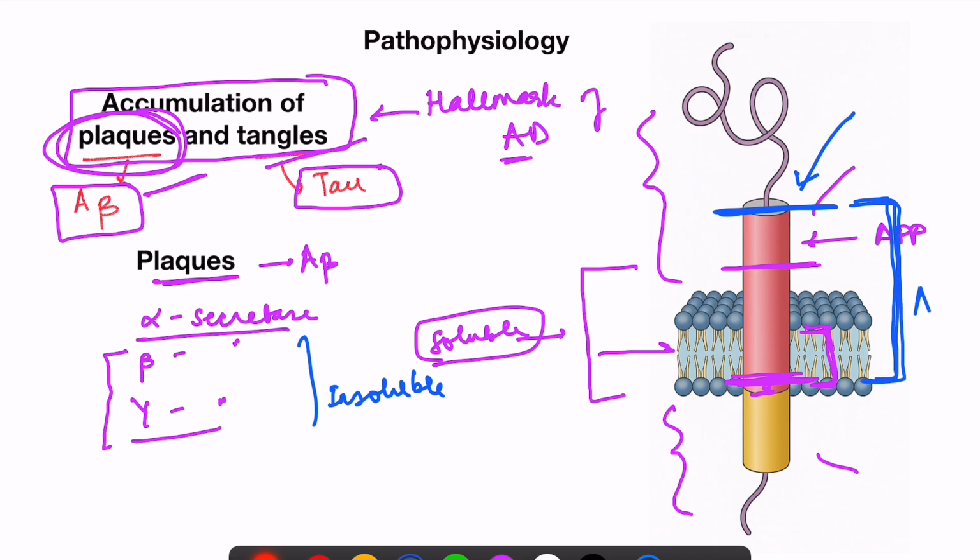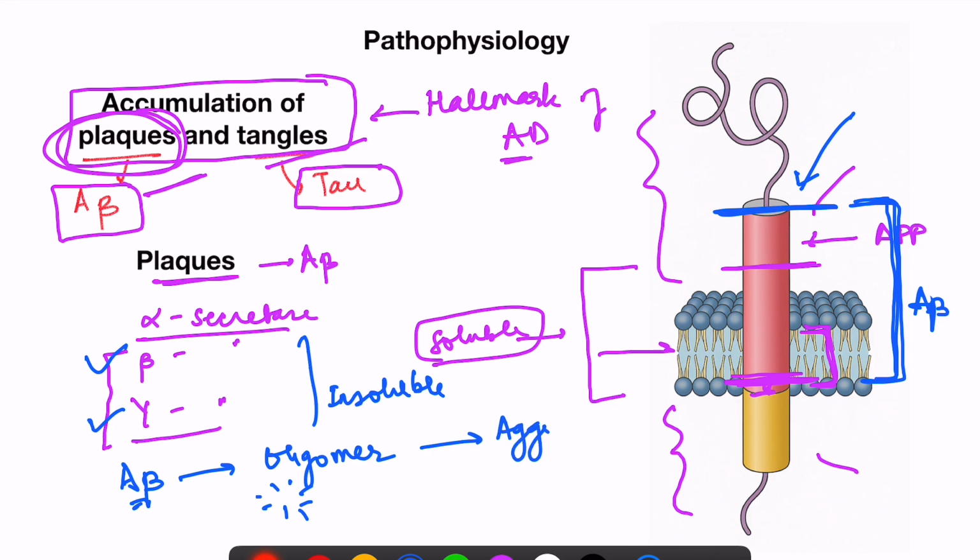So this is the A beta component which is insoluble, and it is produced with the action of beta secretase and gamma secretase. So once this A beta component is produced which is insoluble, it has a tendency to form oligomers. That means all these A beta proteins will form some aggregate, and finally it will form a bigger aggregate. So these are known as A beta aggregates and fibrils.